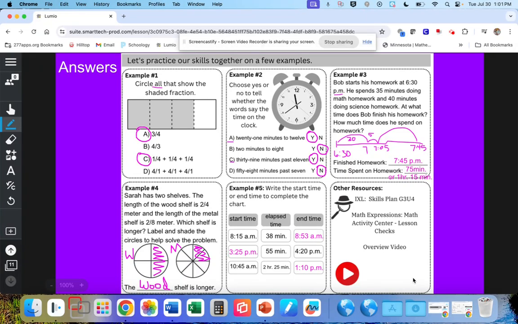Our elapsed time, if we start at 8:15 and we go 35 minutes, we're going to end at 8:50 a.m. If we end at 4:20 and we back it up 55 minutes, we're going to start at 3:25 p.m. And if we start at 10:45 a.m. and go 2 hours and 25 minutes, we'll end at 1:10 p.m. Notice in this case, we went from a.m. and we converted over to p.m.